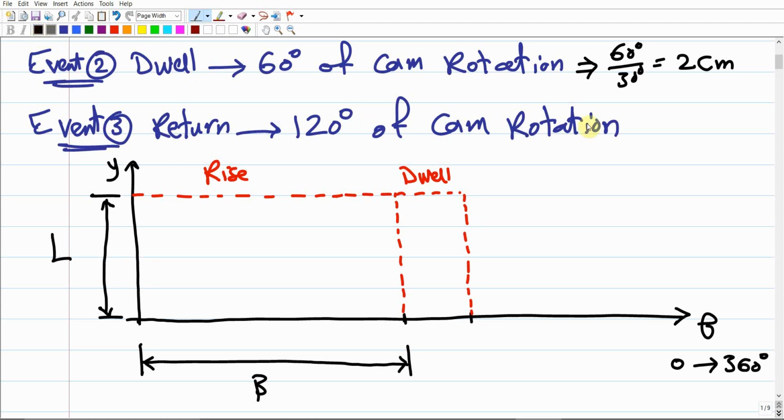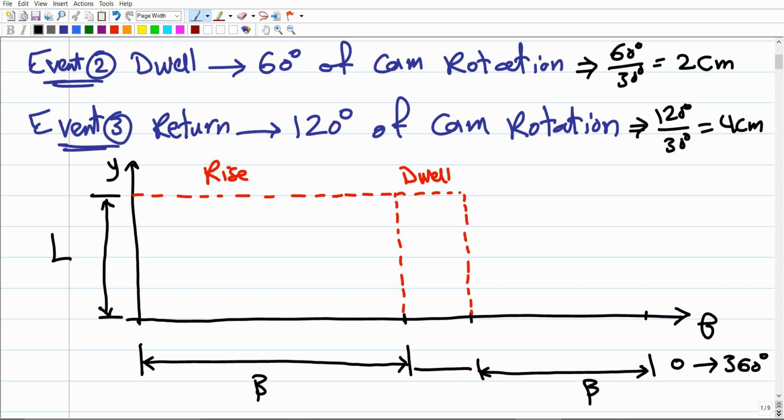Then it is going to return for the rest of the rotation, the 120 degrees of rotation. If you divide 120 degrees by 30 degrees, this gives us 4 centimeters. The entire 360 divided by 30 gives 12 centimeters. So we already used 6 centimeters and 2, so we still have only 4 centimeters of return. And this is going to be the beta for the return period. This is another beta for the return. This is beta for the dwell period.